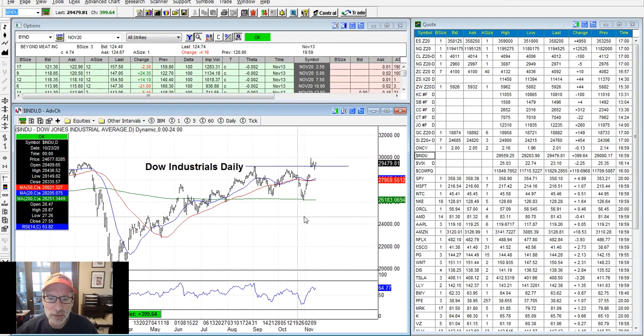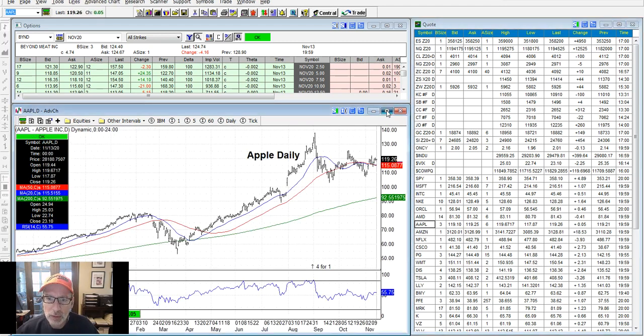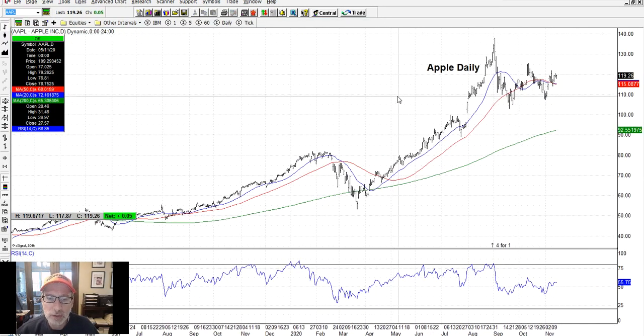Let's take a look at some individual stocks, which is what we typically do. Let's take a look at Apple. These are just very popular stocks. We're going to look at Apple. Still kind of meandering around here. What I like is that it's still trading above both the 20-day and 50-day moving averages. They're right on top of each other.